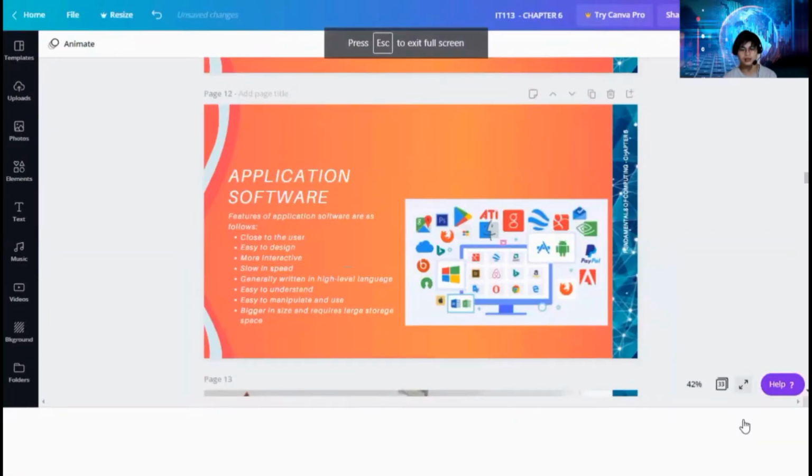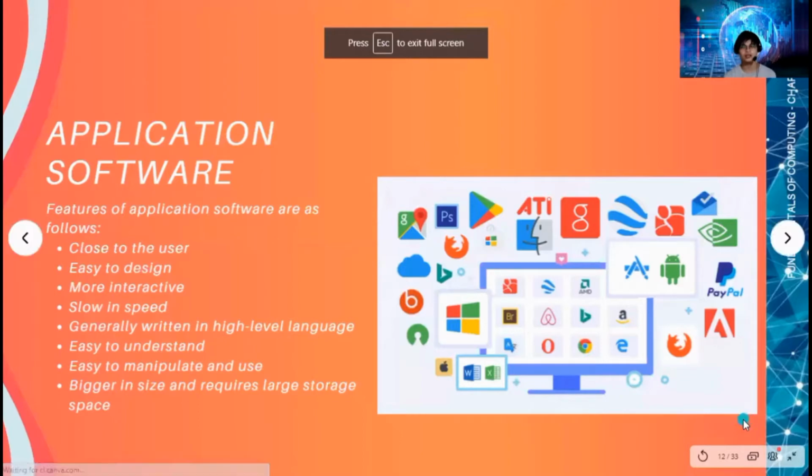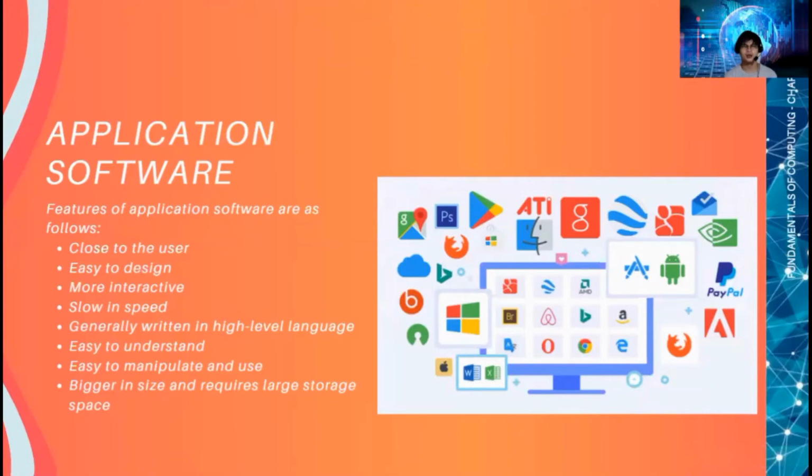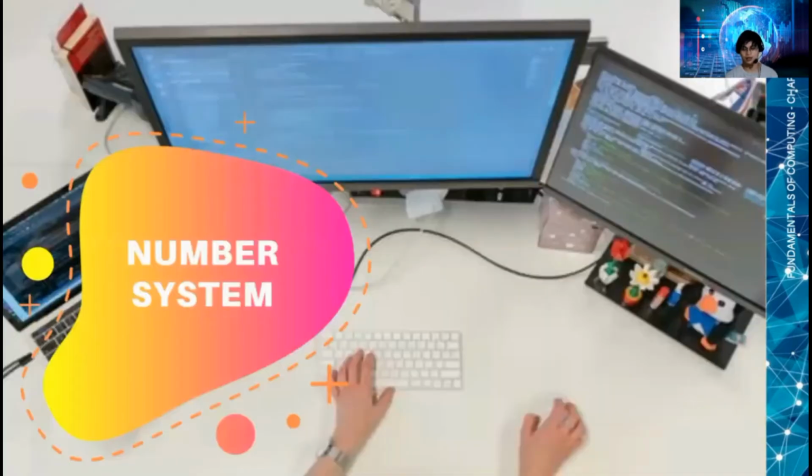It is easy to understand, easy to manipulate and use, and it is bigger in size and requires large storage space. So those were the different application software features.